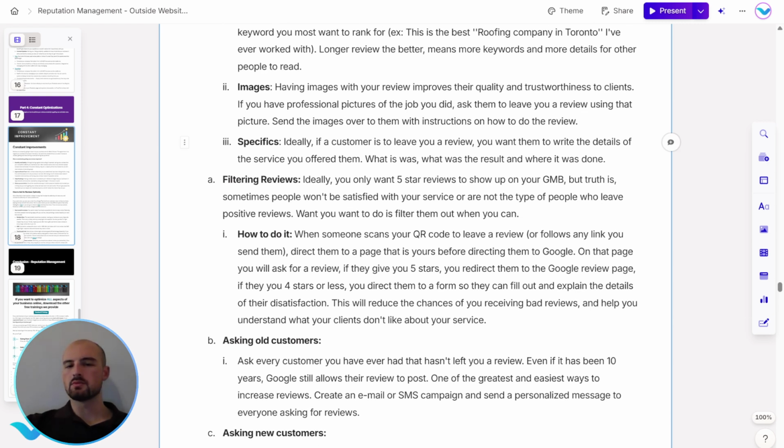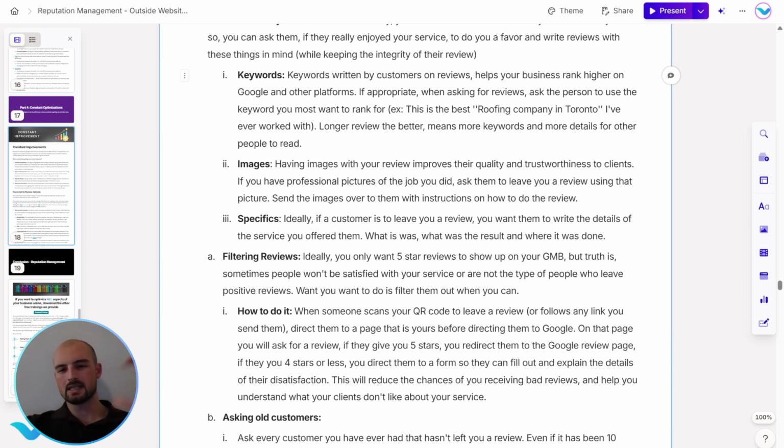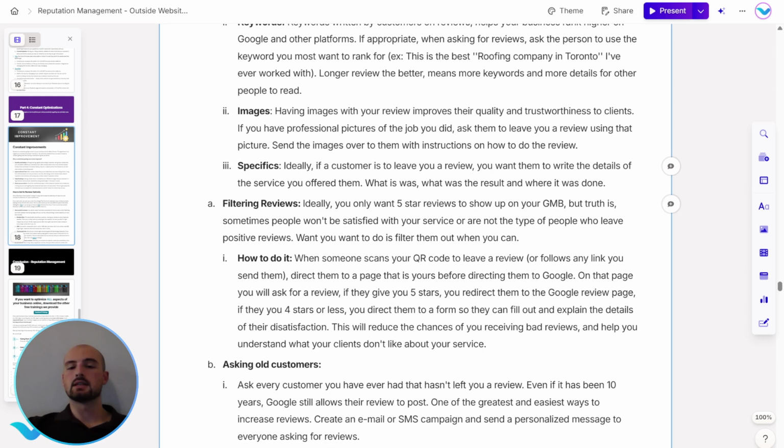Specifics. Ideally, if a customer is to leave you a review, you want them to write the details of the service you offered them, what it was, when it was, where it was, how it was, like the whole who, what, where, when, how. You want them to describe every single thing. So obviously if you ask them for a big message, they're most likely going to complete it. But that's going to, again, give people the impression, if they're scrolling through your reviews, okay, well, that business did this, that business did that. Okay, I could trust them for these things.